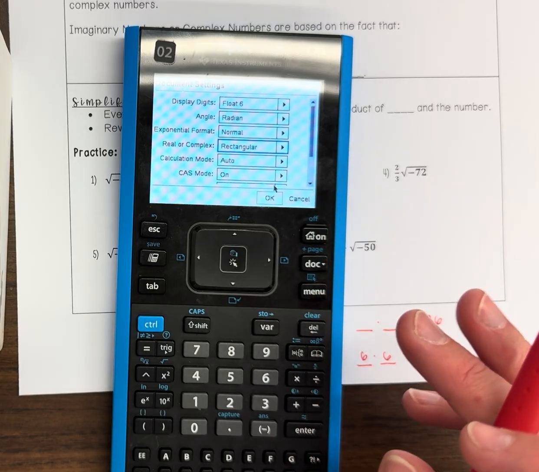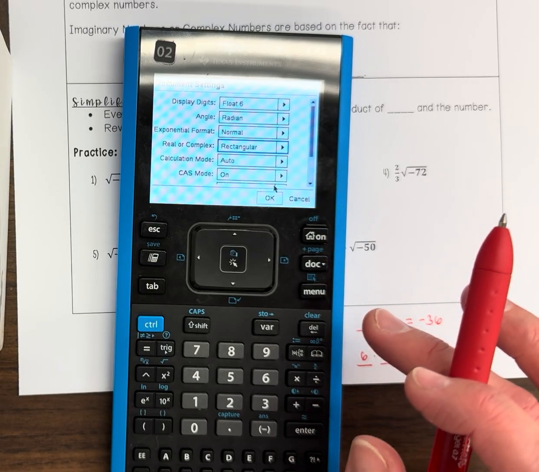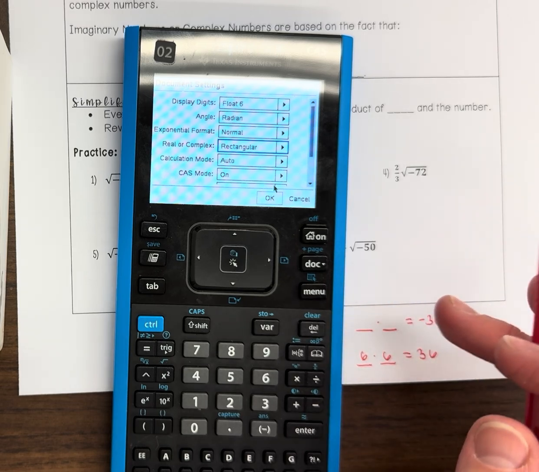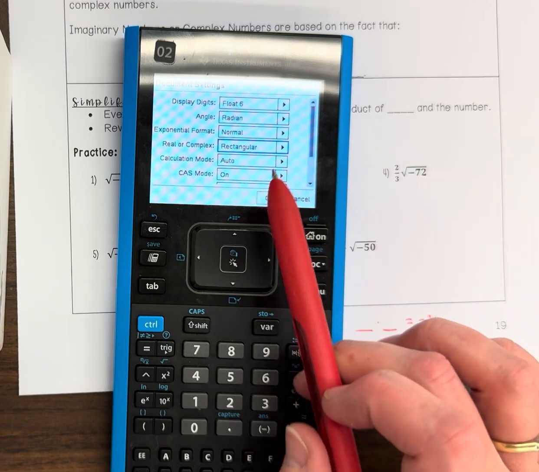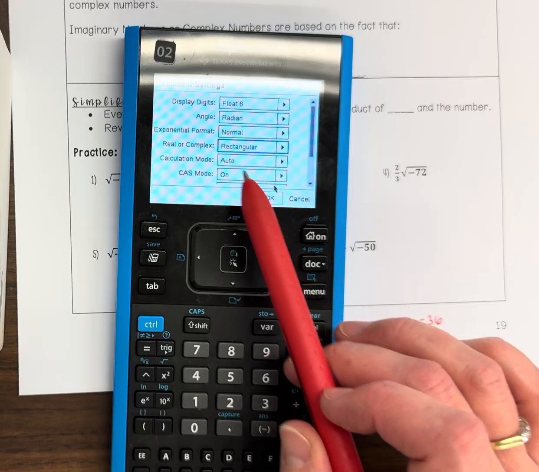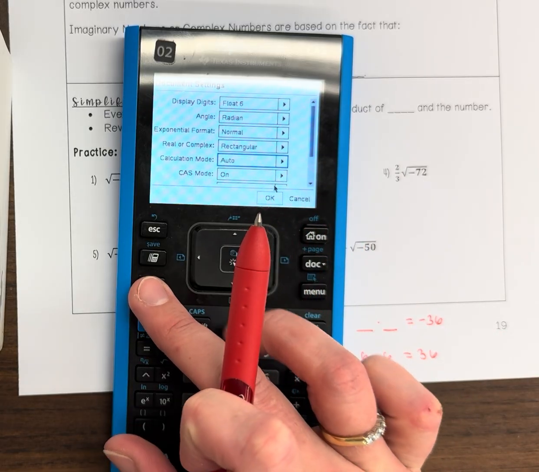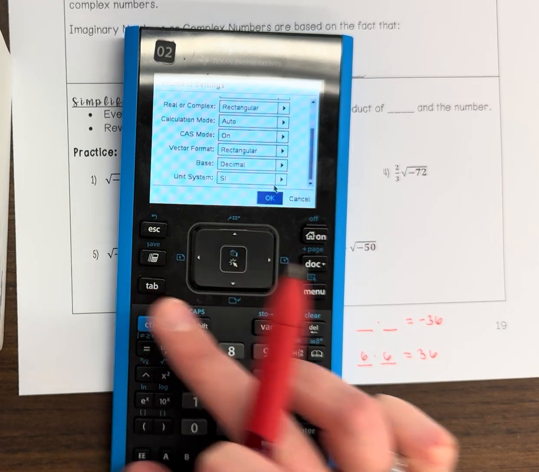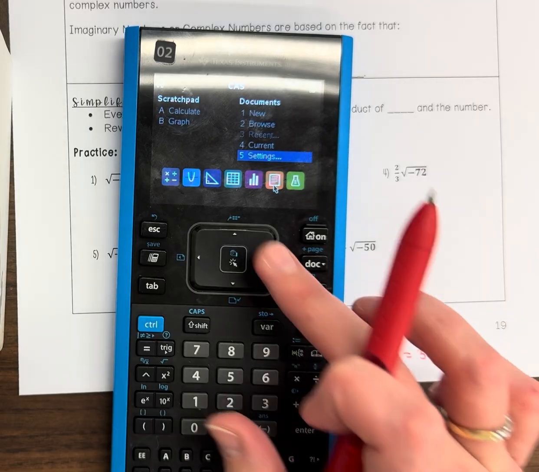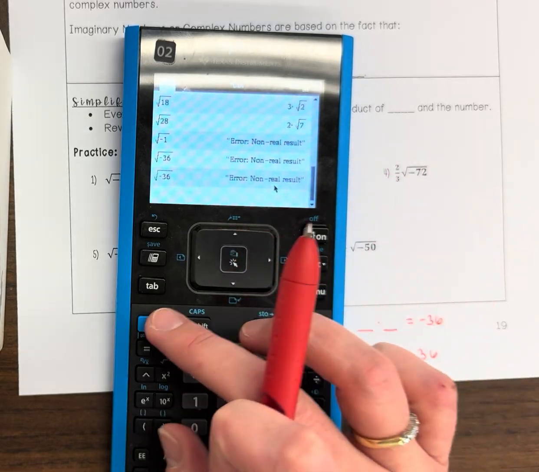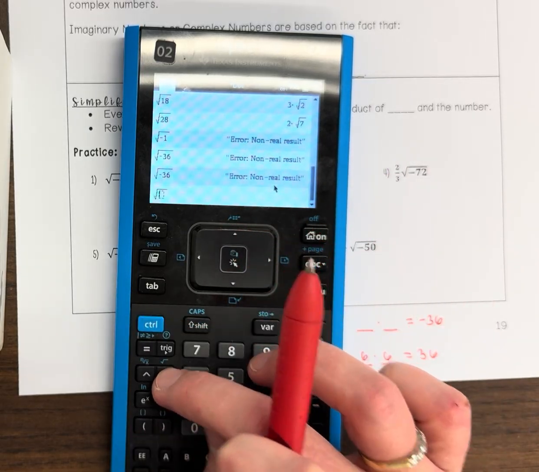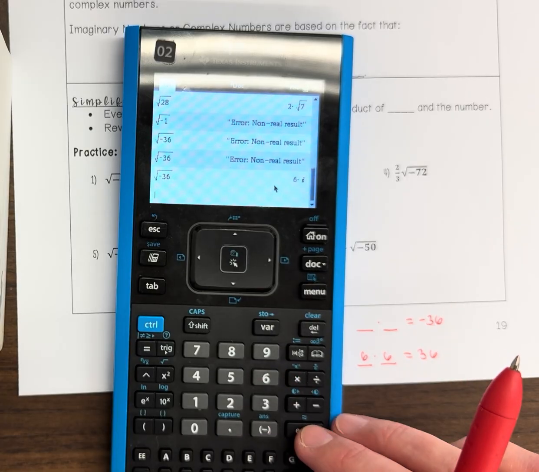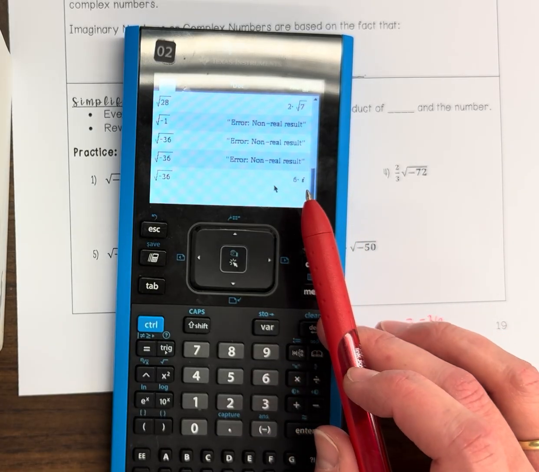Now, you don't have to know the names of these things. Your calculator will already be in this mode, so you won't have to do this ever again. But if you end up getting an error, that's where you would change it. So I'm going to hit OK. And so now if I go back to where I was and I type in square root of negative 36, it's going to tell me 6 times i.